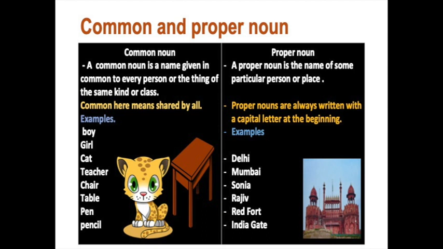For example, boy, girl, cat, teacher, chair, table, pen, pencil. You don't have any particular name for your pencil or a pen or a chair or a table. If you have your study table, you don't have any name for your study table. You are not keeping any name. If you are possessive, then only you will keep one. Otherwise you will not. For example, you have a doll. Girls have a doll, right? So you will give a name to your doll when you are very much possessive towards it.